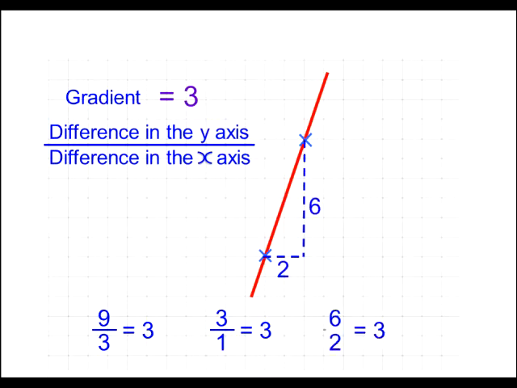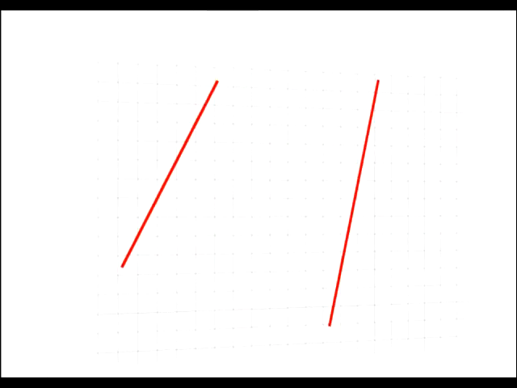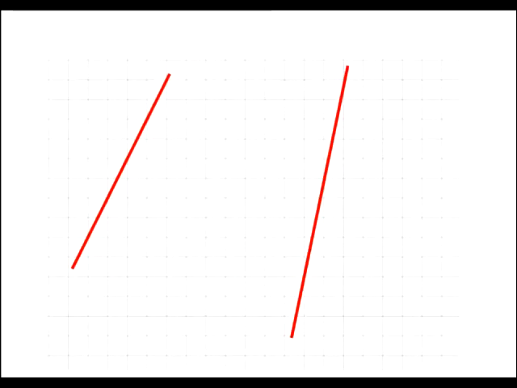2 and 6, 6 divided by 2 is also 3. So you can see there, it's quite easy to find. So 2 good points, any 2 good points, 4 divided by 2 is 2. So this one on the left has a gradient of 2. Find 2 good points, draw your triangle, 5 and 1. So here the gradient is 5.